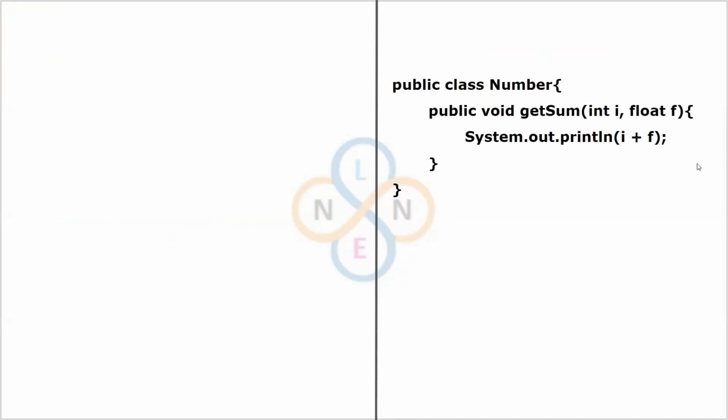Here is a class called Number, which has a method called getSum that takes one integer and float input and returns nothing. Therefore, here is a print statement which performs the sum of this int and float. This class is an independent class, and this is what we have to write first. Independent class code always comes first.